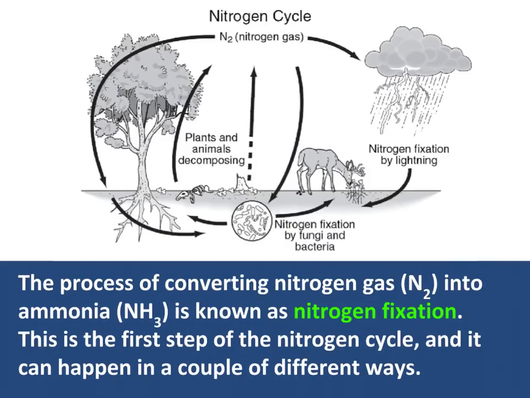So, because plants cannot take in or absorb nitrogen gas, they have to change that nitrogen gas into a form that plants can take up. There is a process known as nitrogen fixation, which is the process of converting or changing nitrogen gas into ammonia, NH3. So on number 6, describe nitrogen fixation. It is the process of converting nitrogen gas into ammonia. That is number 6.